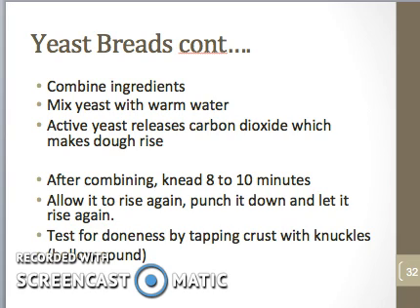So when we're making yeast breads, we're going to combine our ingredients. You mix the yeast first with warm water. This is what you do to cause it to wake up. Now, if you just drop the yeast in the dough or in your flour and then eventually add the water, it won't have enough time to activate and you won't get a good rise. So by mixing it with that water, it activates the yeast, causes carbon dioxide, which is needed to allow the dough to rise.